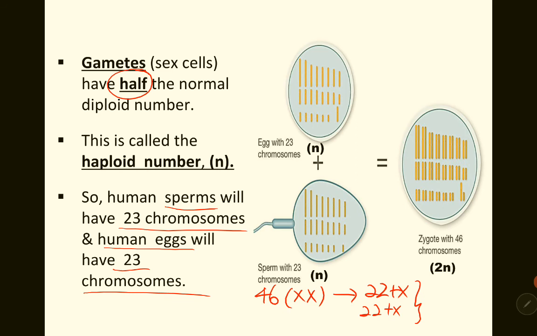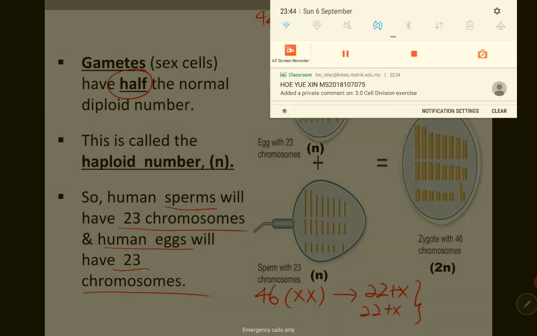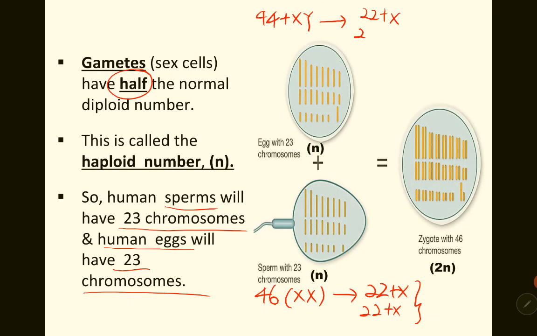While for human male, they have 44 plus XY. So when they form the gamete, it is either 22 plus X or 22 plus Y. So it is a different kind of gametes. When this 22X fused with this 22X, the baby is a girl. When this 22Y fused with this 22X, the baby will be a boy.